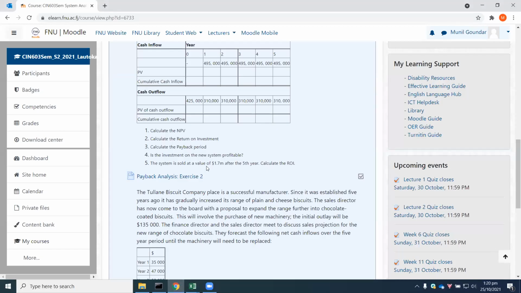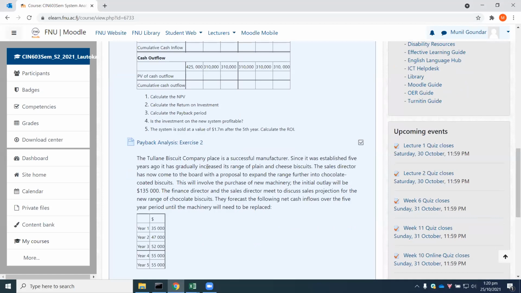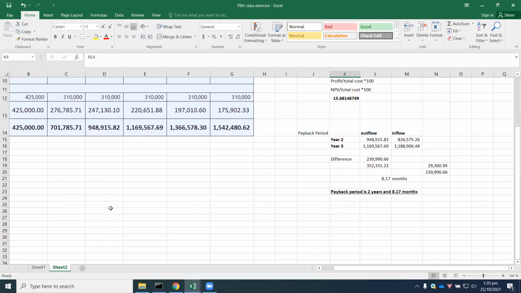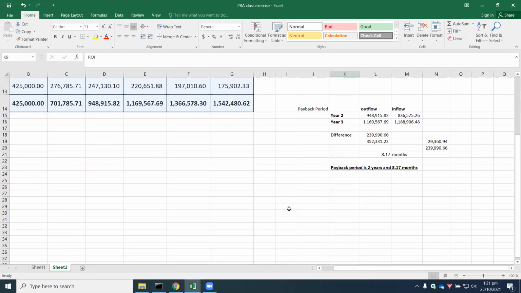Now, let's look at the final portion in that question. The system is sold at a value of 1.7 million after the 5th year. Calculate the rate on investment. So what has happened is after the end of the 5th year, the system is sold. So what is the selling value? 1.7 million. You have to write it down properly.